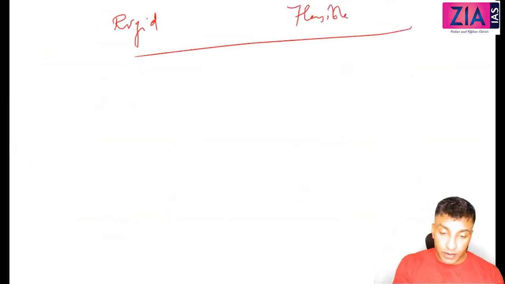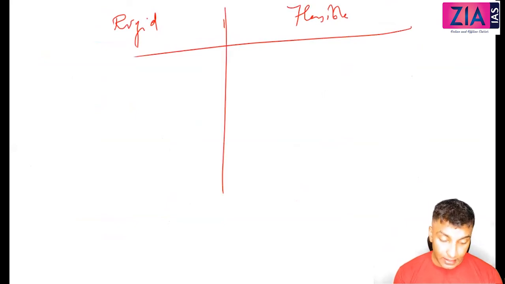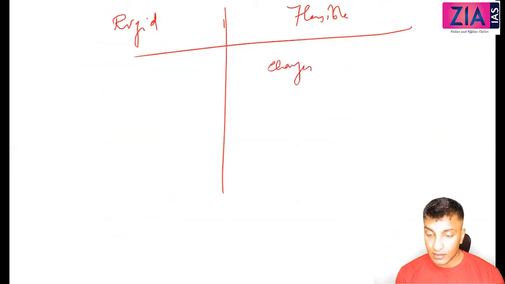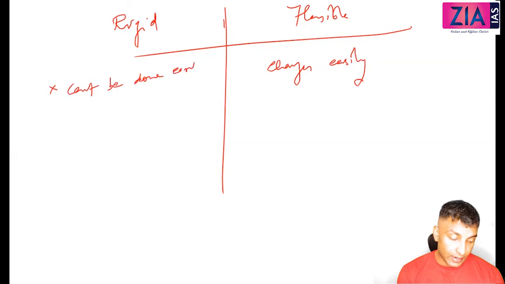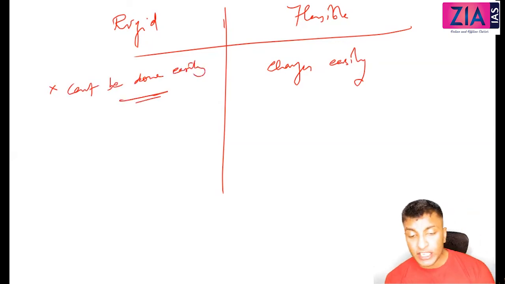What do you mean by flexible? As its name indicates, the changes can be brought in very easily, right? But that is not possible here. Changes can't be done easily. It requires certain special processes.